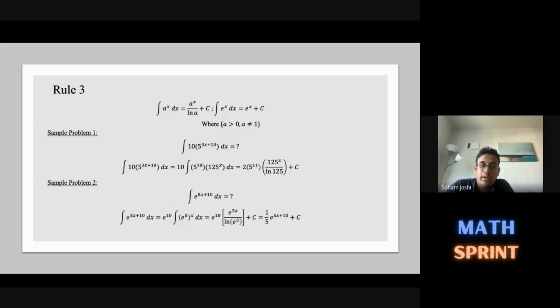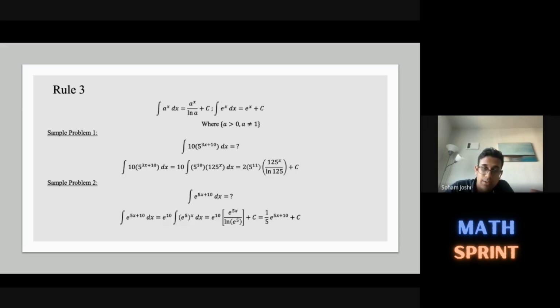Now the first one, before we do this problem, I want you to note that this requires knowledge of the laws of indices. So you may want to pause the video and maybe refresh those concepts before continuing. Okay, so we need to integrate 10 times 5 to the power of 3x plus 10. So how do we do this? Well, the outermost 10 is a constant. Also, we know that 5 to the power of 3x plus 10 is basically 5 to the power of 10 multiplied by 5 to the power of 3x.